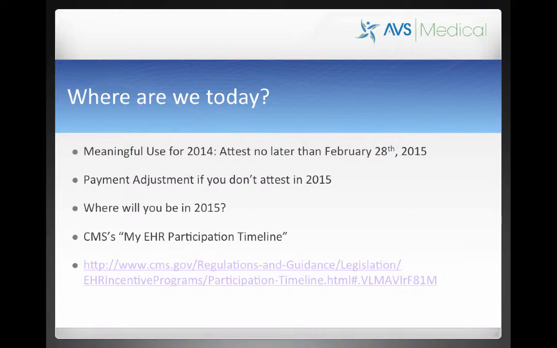Okay. Where you are in 2015 depends on which year you started your meaningful use journey. Every provider spends 2 years in stage 1. So, as an example, if last year, 2014, was your first year of attestation, then in 2015 you'll still be in stage 1. The best way to figure out where you are is to use a really nice tool that CMS has developed called My EHR Participation Timeline. And there you see a link to it down there. Let me go ahead and actually click on this link. Let's go to the website and take a look at it.